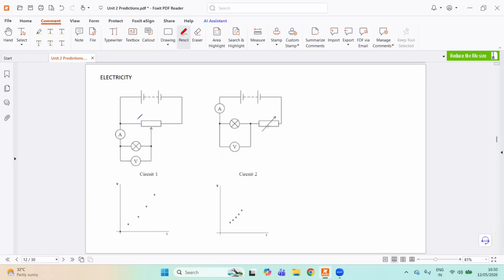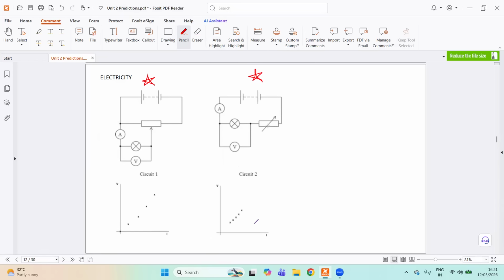Okay, so this is where you use a rheostat as a potential divider, and this is where you use a rheostat as a variable resistor. This is more common. This is also very important. For example, just look at the two graphs that you get using a variable resistor and a potential divider.